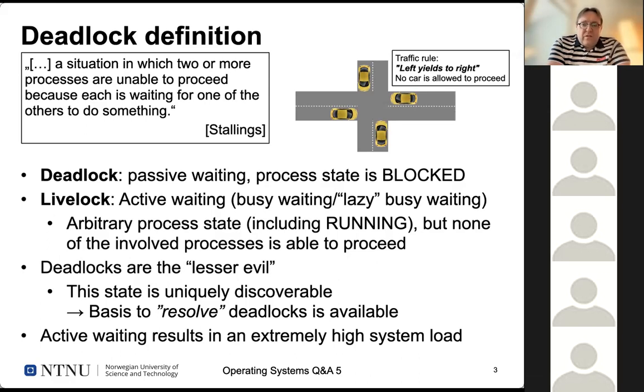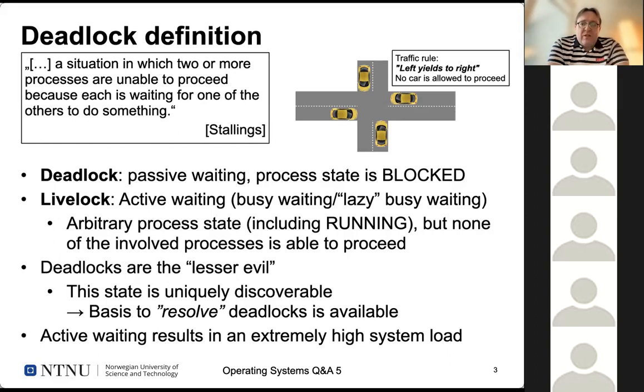And we've seen different things that can happen when we have such a situation of mutual waiting. The first one is a deadlock, where we have passive waiting in blocked process states, but we can also have livelocks. So we can have active waiting. Livelock means that processes can be in an arbitrary state, including running, but none of the involved processes is actually able to proceed, because one is waiting for the other to proceed, and the other one is in turn waiting for the first one to proceed.